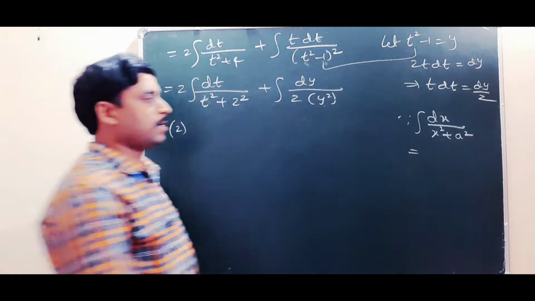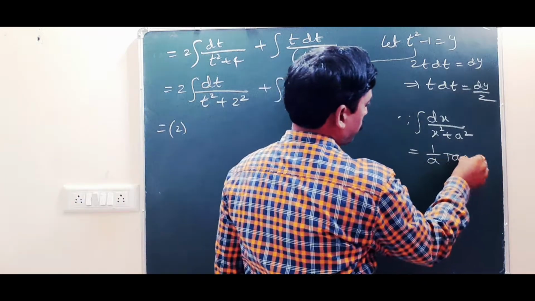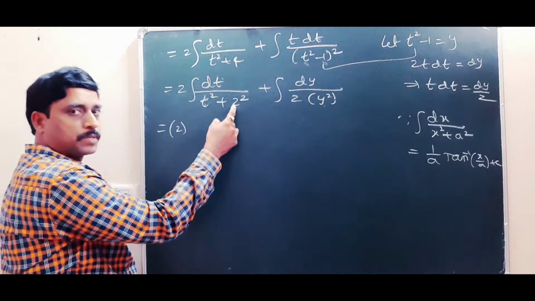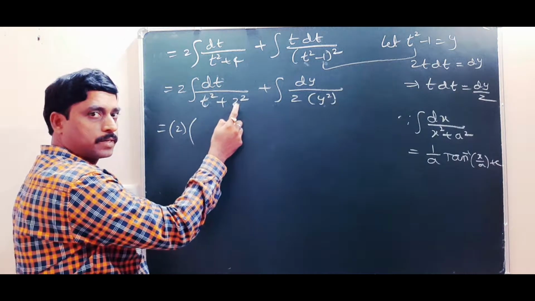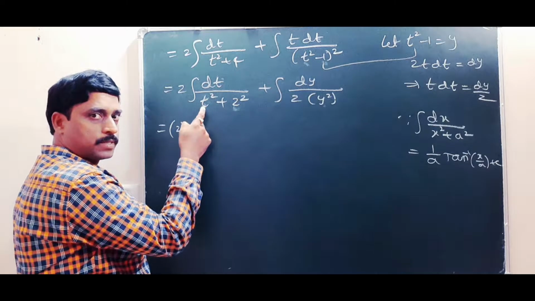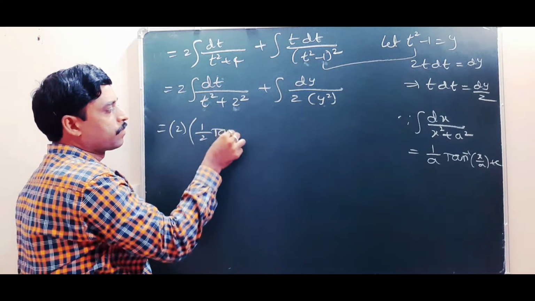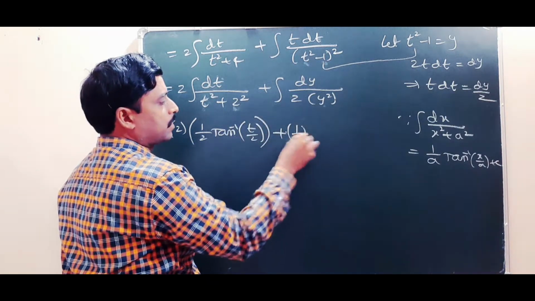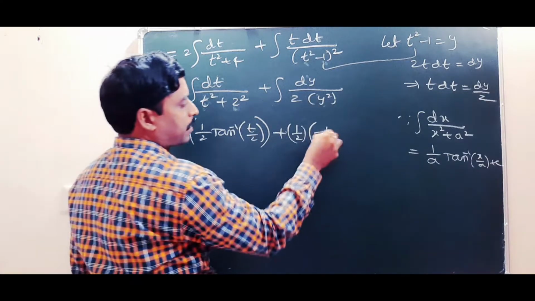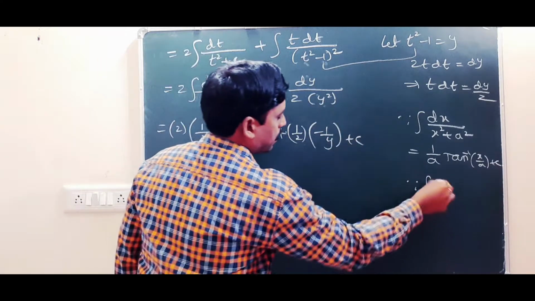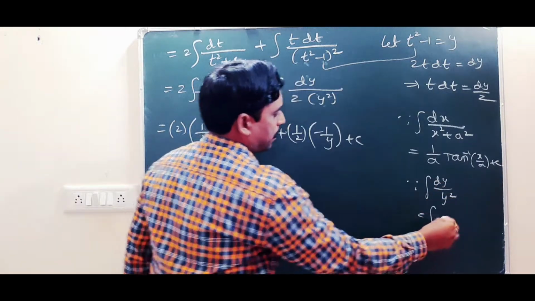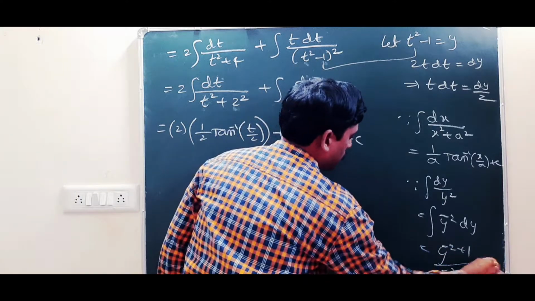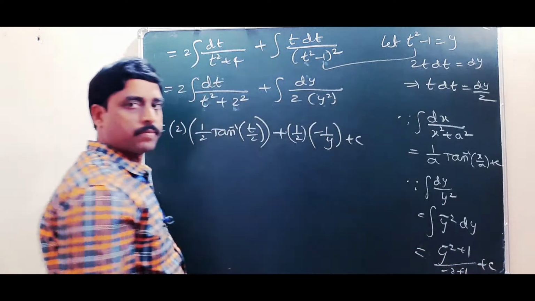What is the formula? 1 by a tan inverse of x by a plus c. So integral dt by t square plus 2 square. Where a is the constant, and the variable is t. So 1 by 2 tan inverse of variable by constant, t by 2. 1 by 2 constant, integral dy by y square is minus 1 by y. Integral dy by y square is nothing but y to the power minus 2 dy, y to the power minus 2 plus 1 by minus 2 plus 1, plus. So this is nothing but minus 1 by y.